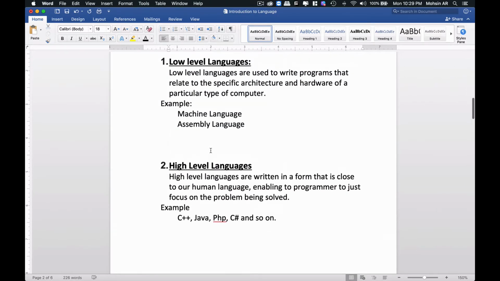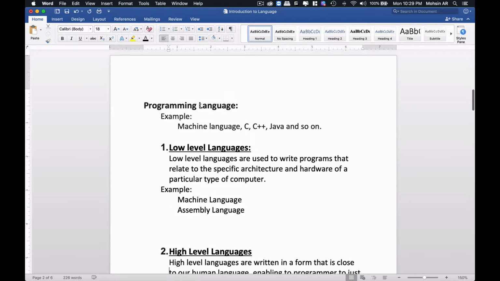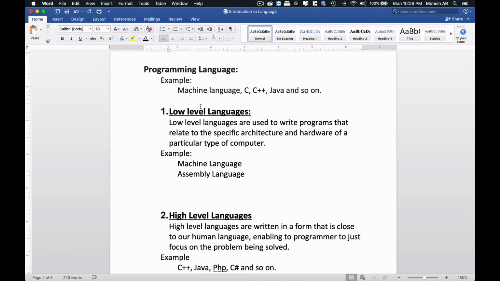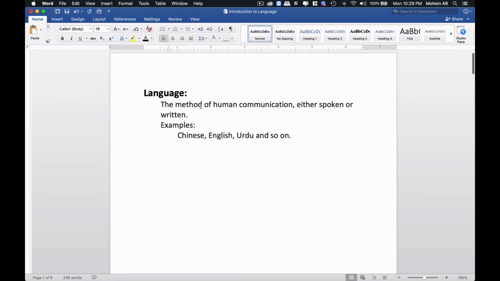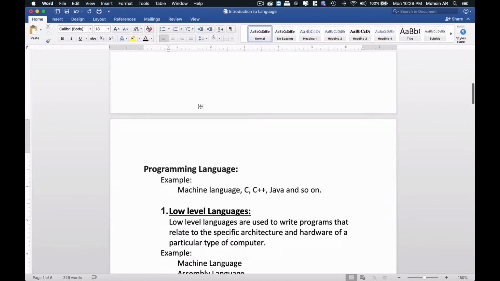So after this programming language, low level and high level, we'll talk about the Java language. This course has the main purpose of the Java programming language. In this we will only discuss the Java programming language, not any other language. This is the basic examples and the basic introduction of the low level and high level languages. So now let's jump to the Java programming language.